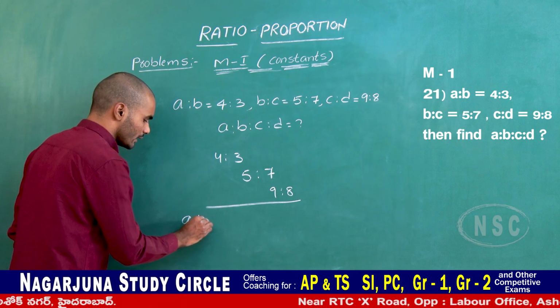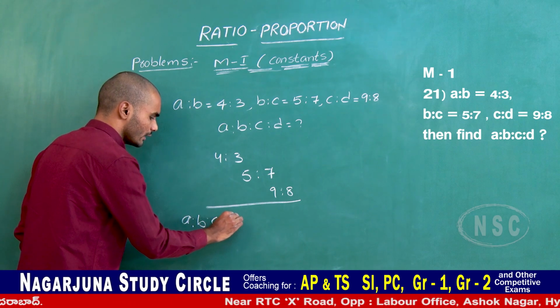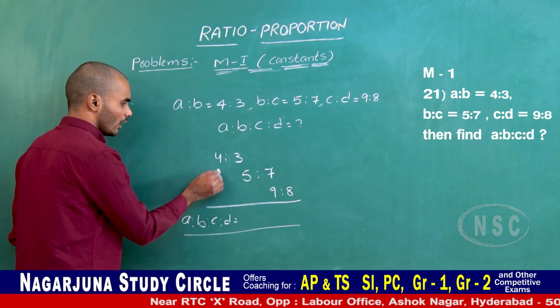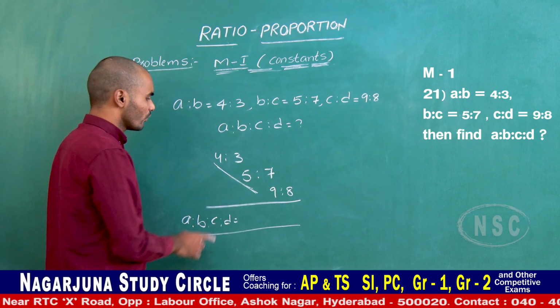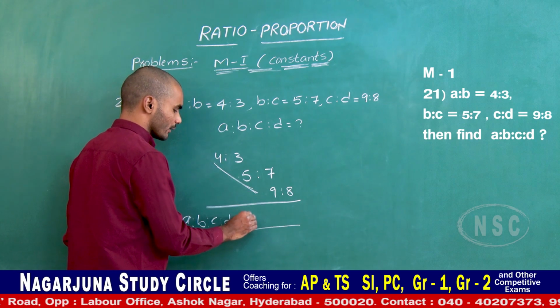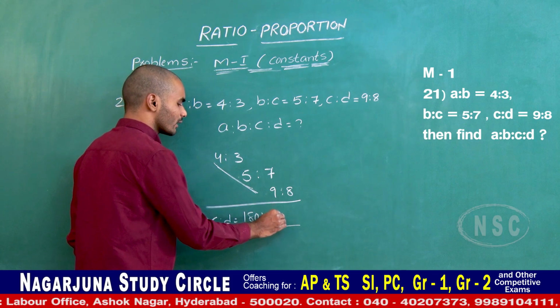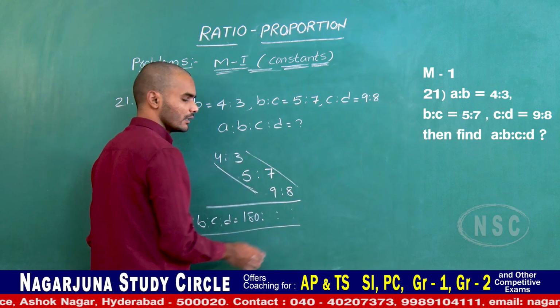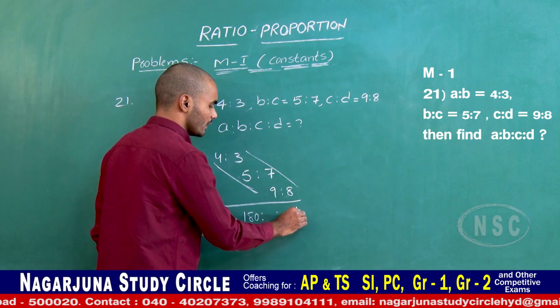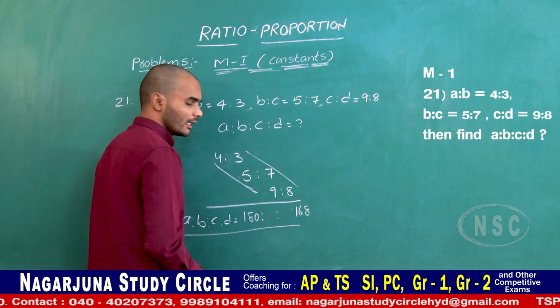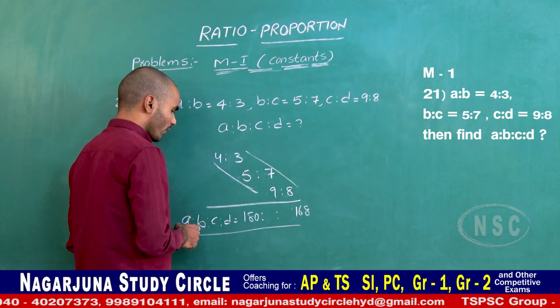So A is to B is to C is to D is equal to the product of the first terms, which is the value of A. 5 4s are 20, 20 9s are 180. And the product of the last terms is the value of D. 3 7s are 21, 21 8s are 168. And the product, we want to find the B value.